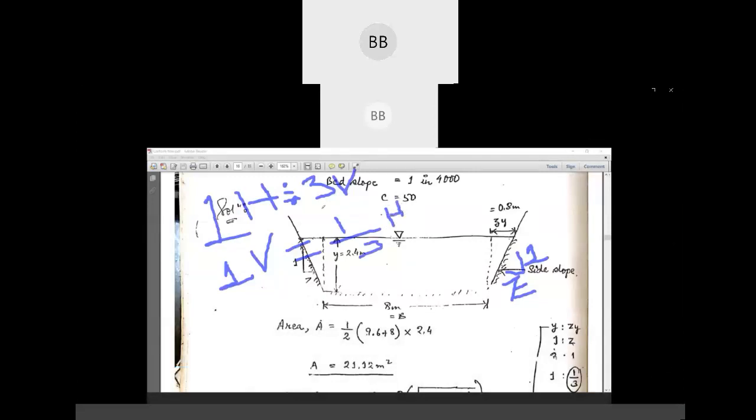So one vertical will be 1 by 3 horizontal. If 3 vertical is equal to 1 horizontal, then one vertical will be 1 by 3 horizontal. See here, this is one vertical is equal to z horizontal. So here we can say that for our given problem, z is nothing but 1 by 3. Z is nothing but 1 by 3.